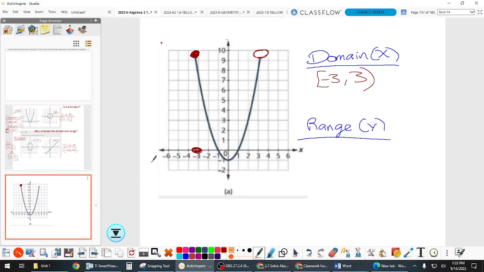So closed circle means that that number can be, that it is included. Open circle is not included, yeah. Okay. Because remember, bracket means can be a number, parentheses means can't be a number. Should read your notes once in a while, it's in there. How about range? Yeah? Negative 1 to positive infinity.